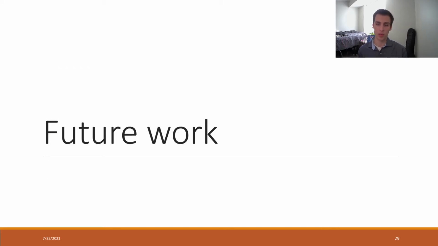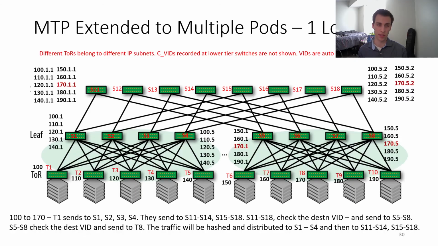So now I'll talk a bit about work we're planning on doing in the future regarding MTP for DCNs. We will eventually expand the scope of the protocol to use a topology like this. This topology includes multiple pods in the same location. Before we were working with just one pod, but this expands the topology to have another layer of switches on top of the spine. This will introduce another layer of ports appended to the VIDs at the top level of the hierarchy as shown in the VID tables at the top here.